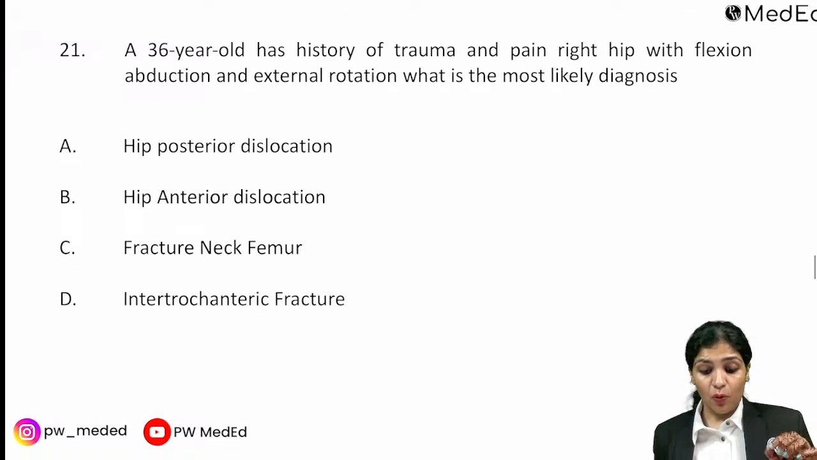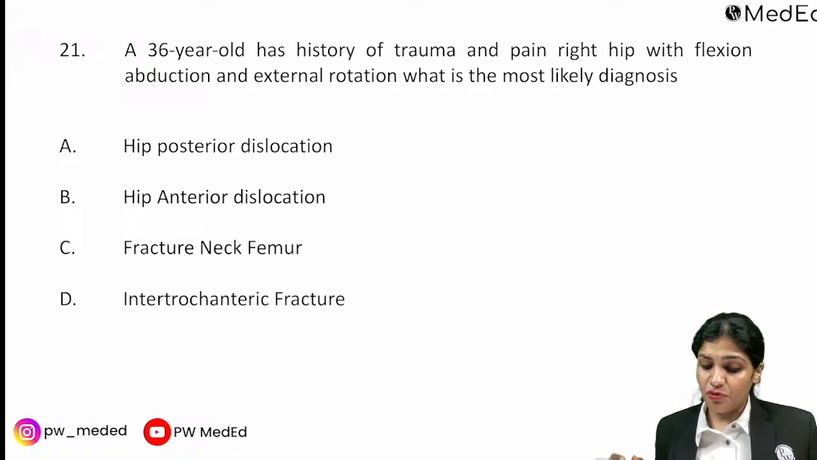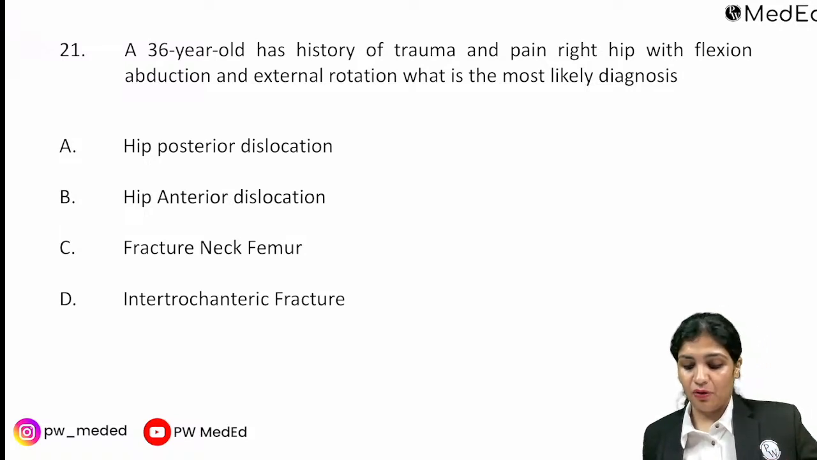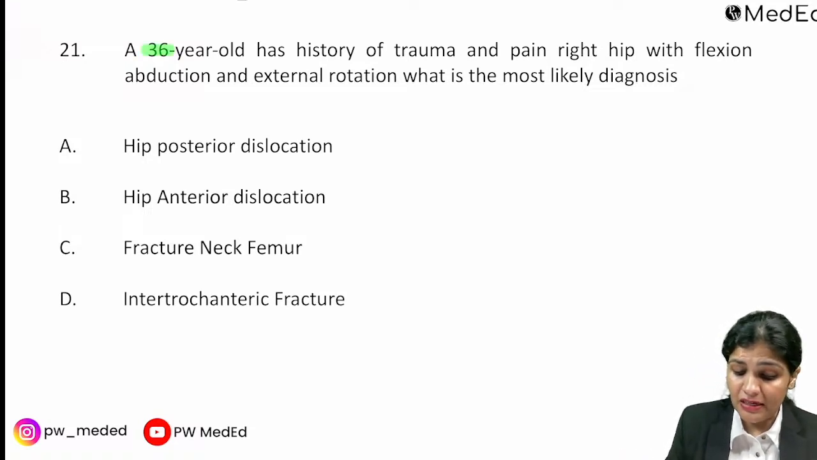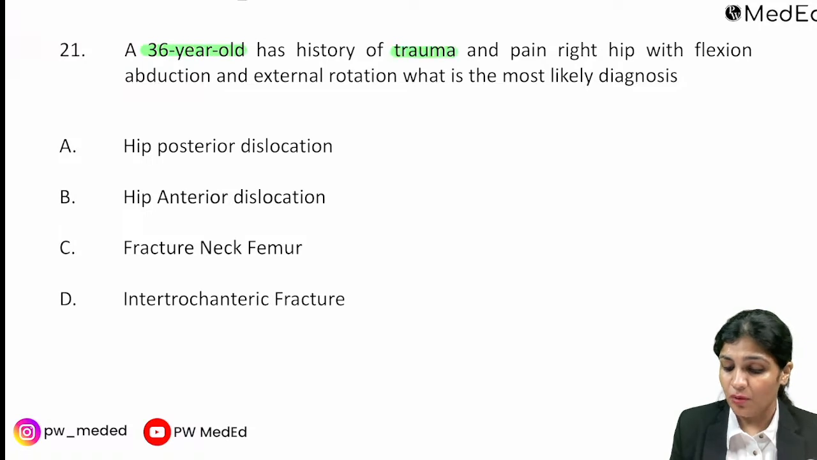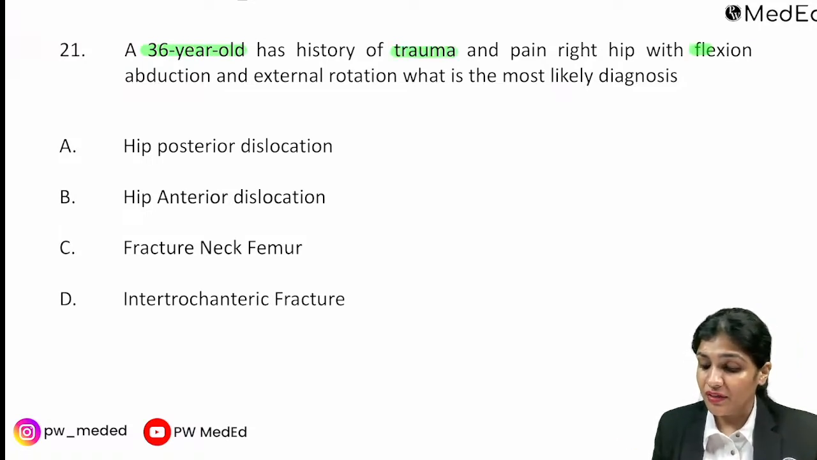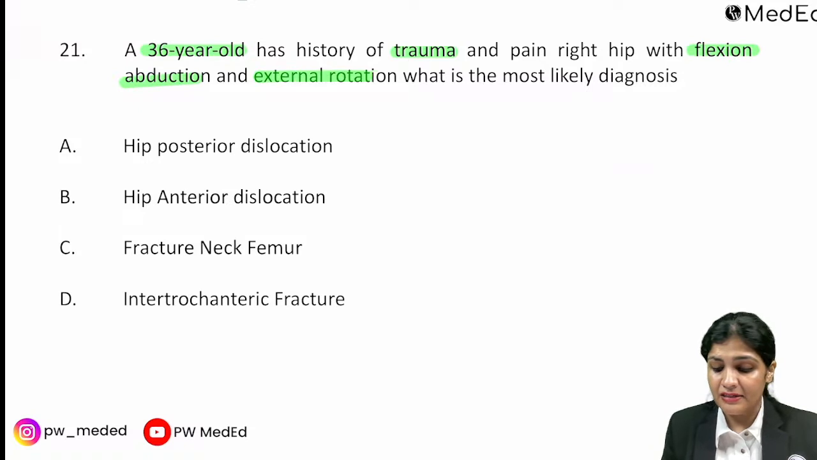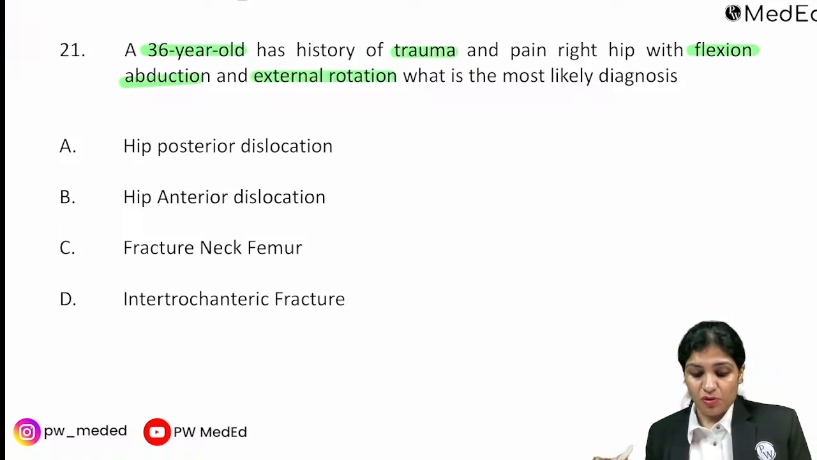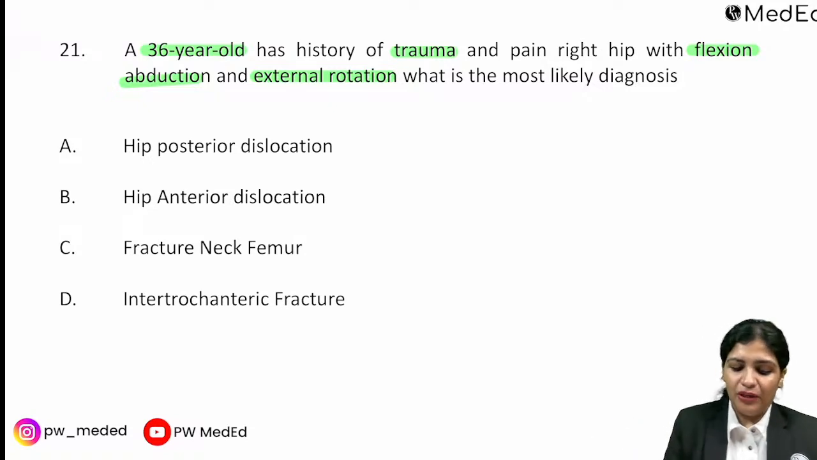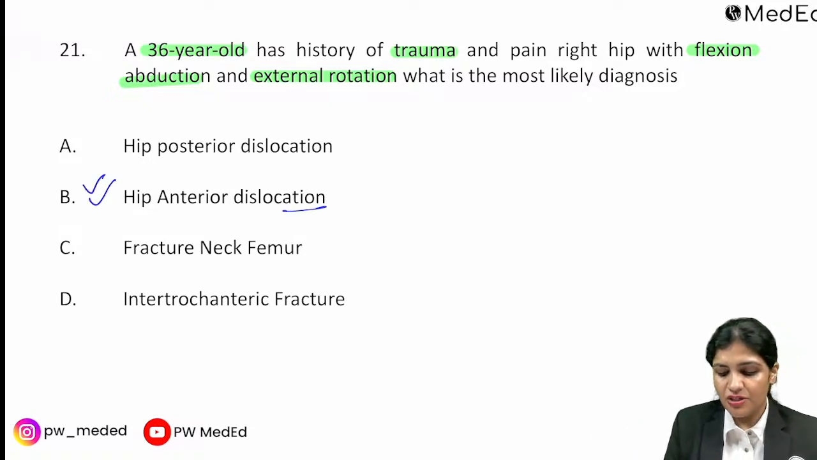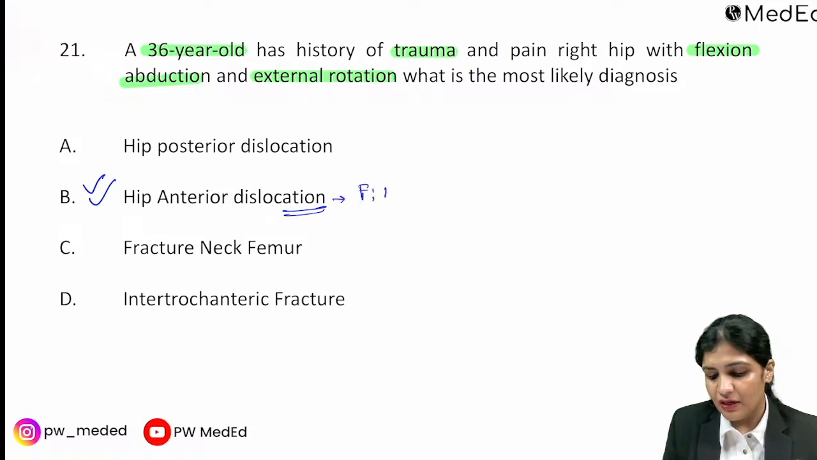A 36-year-old has a history of trauma and pain in the right hip with flexion, abduction and external rotation. So here there is a 36-year-old with history of trauma and pain with flexion, abduction and external rotation, right? So what is the most likely diagnosis? From our previous slides and previous discussion, we know there is a hip anterior dislocation which presents with this flexion, abduction and external rotation.